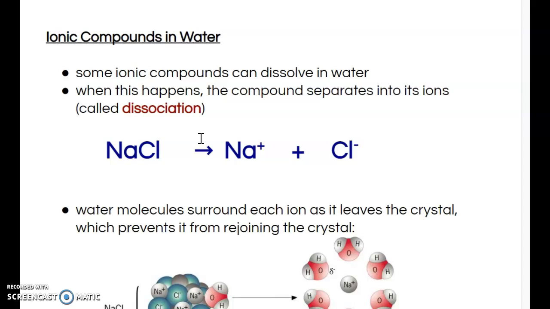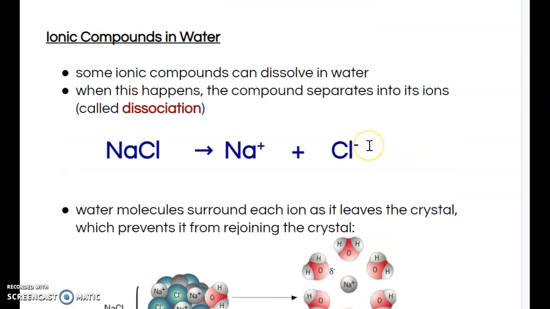So if we look at ionic compounds in water, some ionic compounds can dissolve in water. For example, table salt, sodium chloride, is really just sodium and chlorine together. We know that sodium has a positive 1 charge if we go to our periodic table, and that chlorine has a negative 1 charge. Therefore it has a ratio of 1 to 1, 1 sodium for every chlorine.